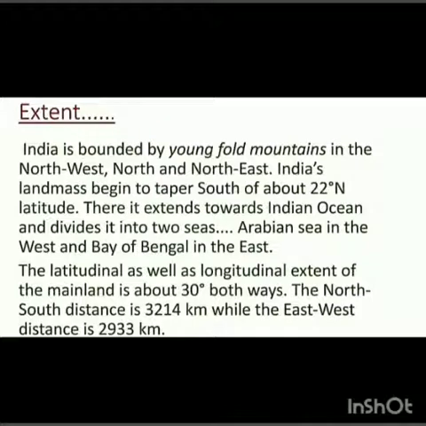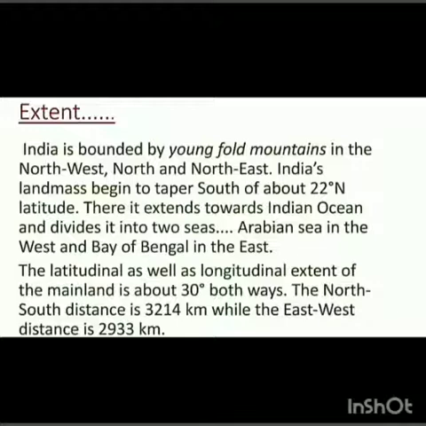The latitudinal as well as longitudinal extent of the mainland is about 30 degrees both ways. You have studied the latitudinal and longitudinal extent of India. Both ways it has an extent of about 30 degrees. The north-south distance is 3,214 kilometers, while the east-west distance is 2,933 kilometers, which we have seen in the last picture.